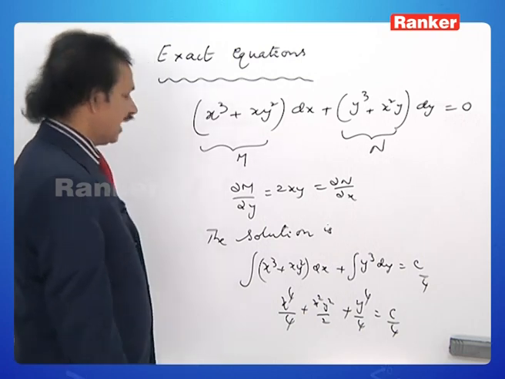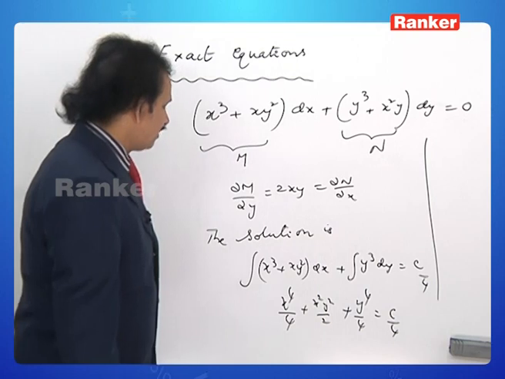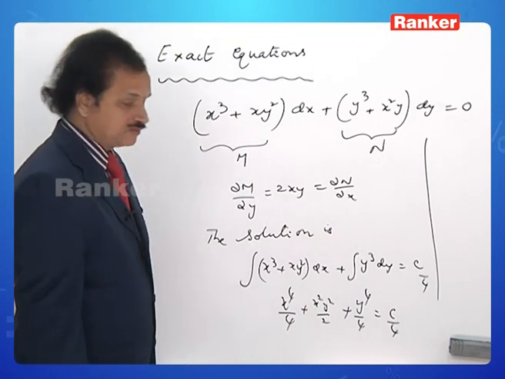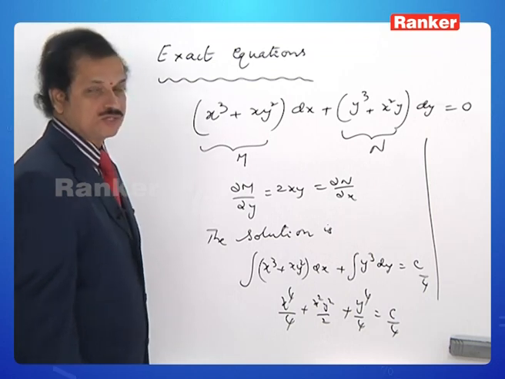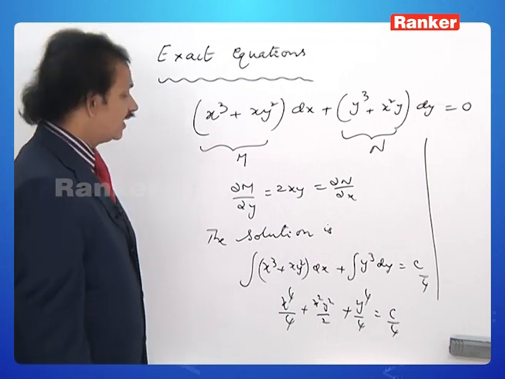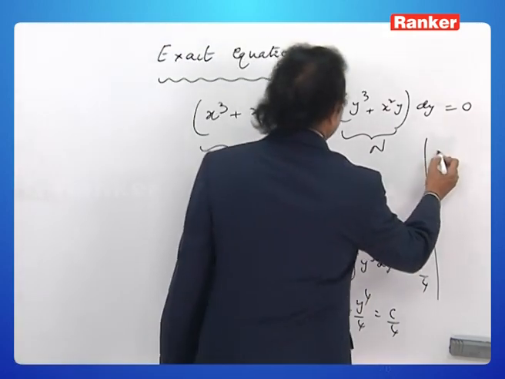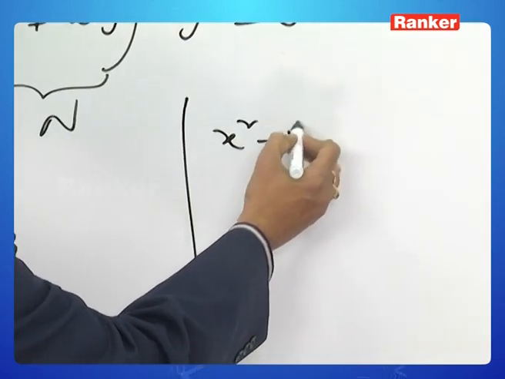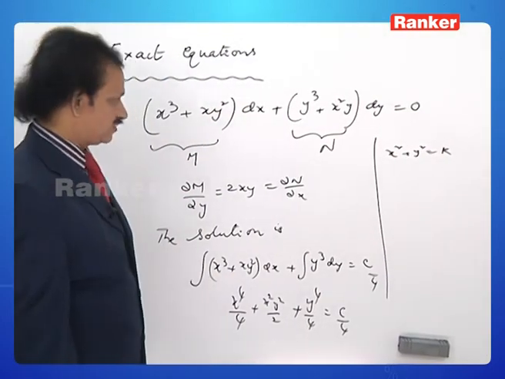Now you multiply the entire equation with 4. What is going to happen? x power 4 plus 2x square y square plus y power 4 is equal to c, or (x square plus y square) whole square is c, or simply x square plus y square is equal to a constant, which is nothing but plus or minus root c from previously.